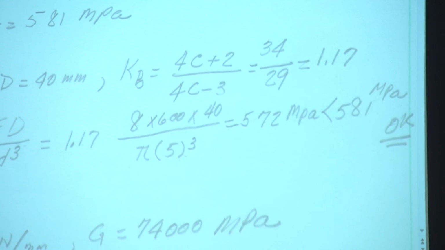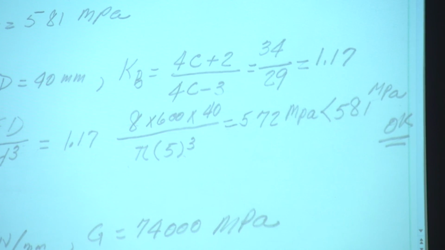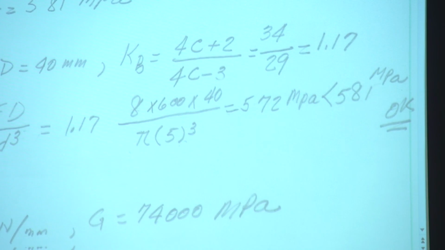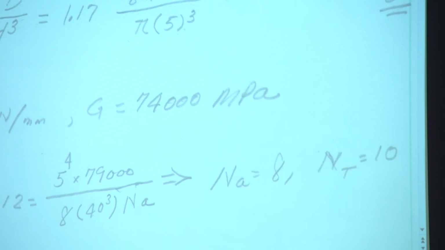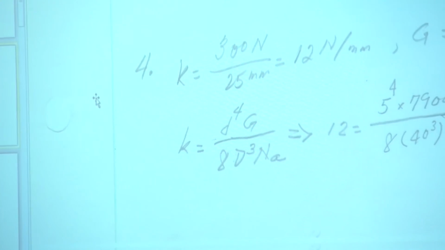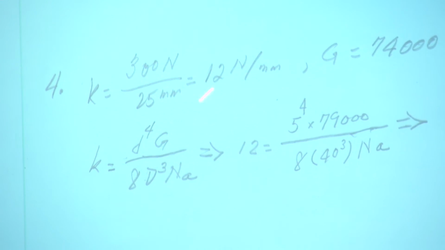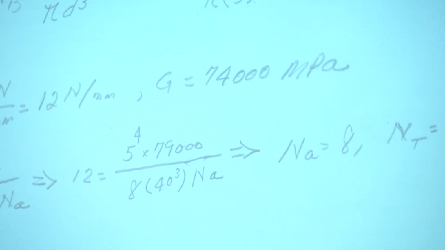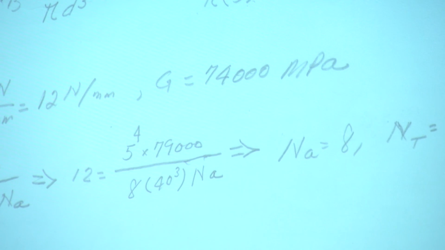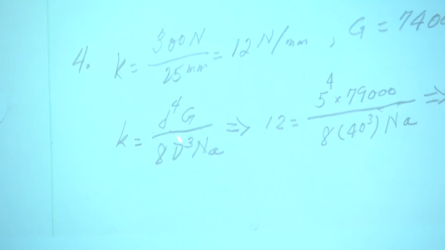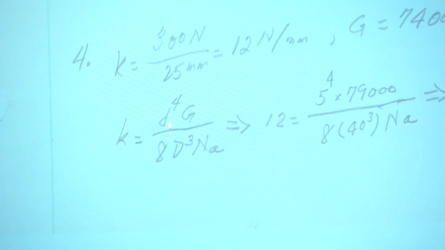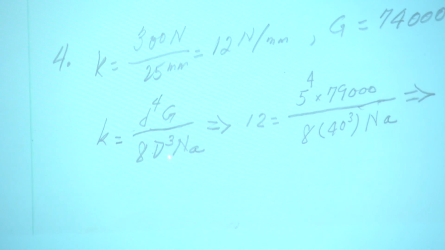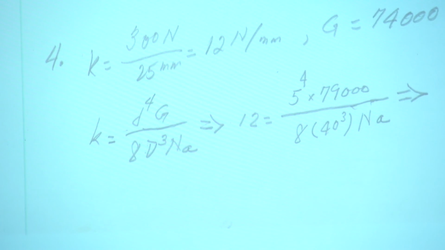So that's okay. The spring rate, or the spring constant, is the change in load divided by the change in deflection. And that comes out to be 12 newtons per millimeter. That's the spring constant. And G is 74,000. This is for steel. Therefore, now that I have the value of K, and I have all of the geometry, D and d, with the assumptions that I made, I can find out how many active coils are required.